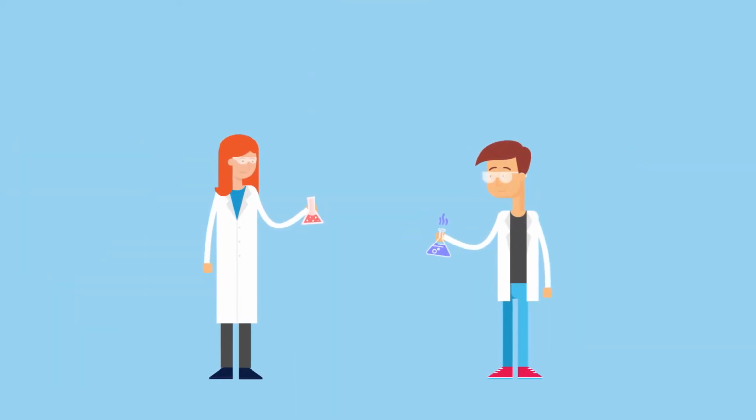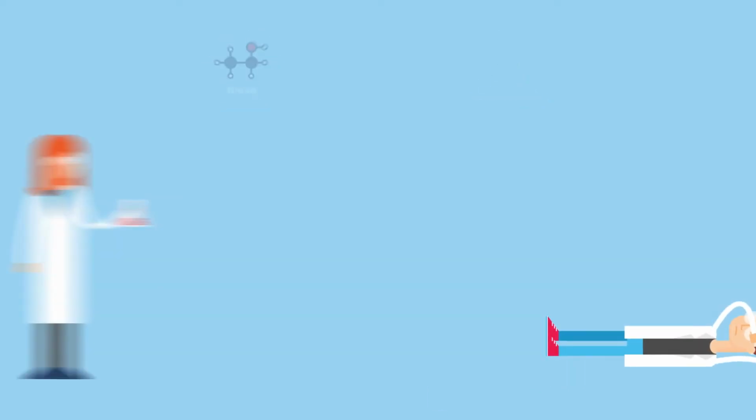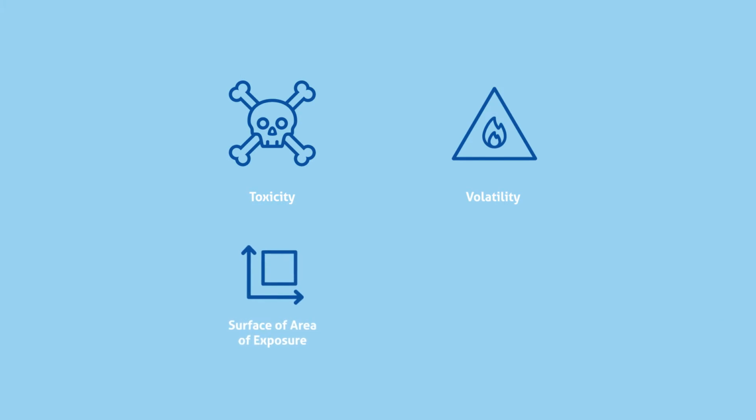So why can't we simply assign a value for the maximum amount of chemical allowed? Remember, not all chemicals are created equal. For example, 250 milliliters of ethanol is very different from 250 milliliters of formaldehyde. The amount of any chemical used is going to depend on its harmful effects, evaporation rate, surface area of exposure, and the volume of air it's being diluted into.